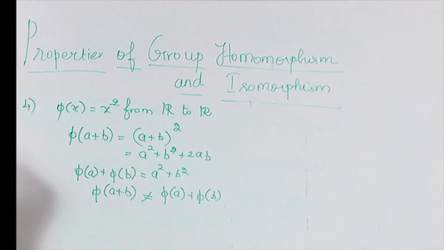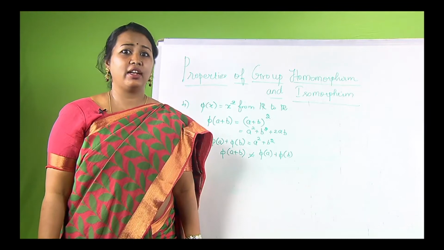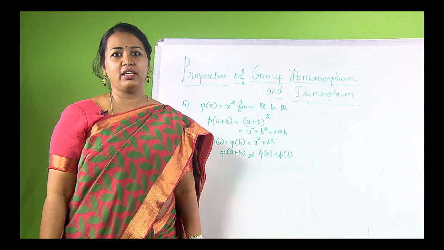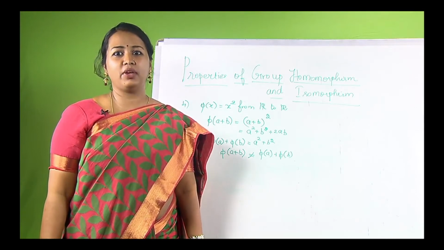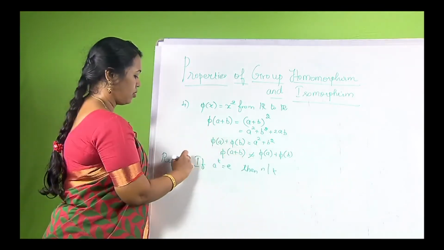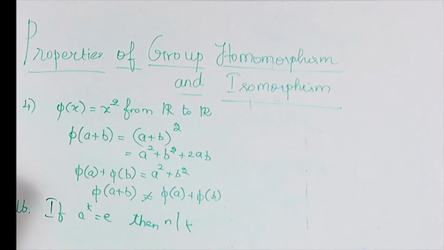We need the upcoming results to prove some properties of homomorphism. So, let us see the result first. Result: let G be a group and let A be an element of order n in G. If A power k is equal to E, then n divides k. Now, we shall see the properties of homomorphism. Let phi be a homomorphism from a group G to G bar, and let g be an element of G. Then there are certain properties that I will write on the board now.